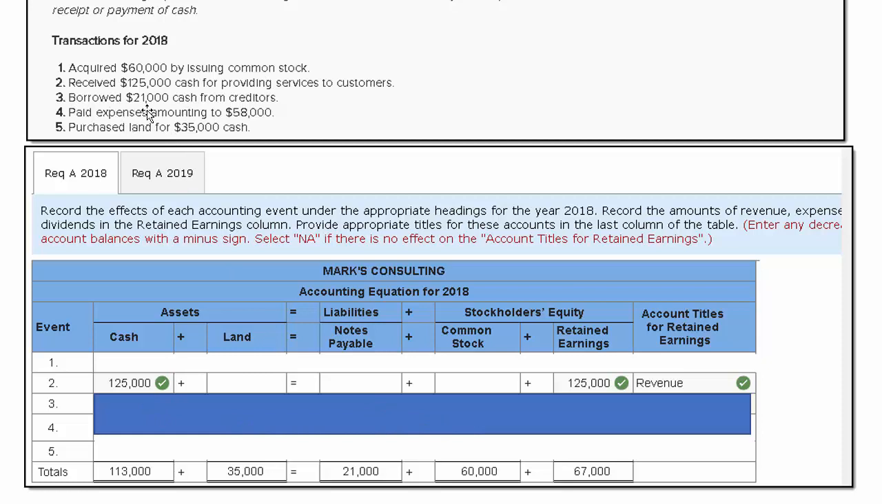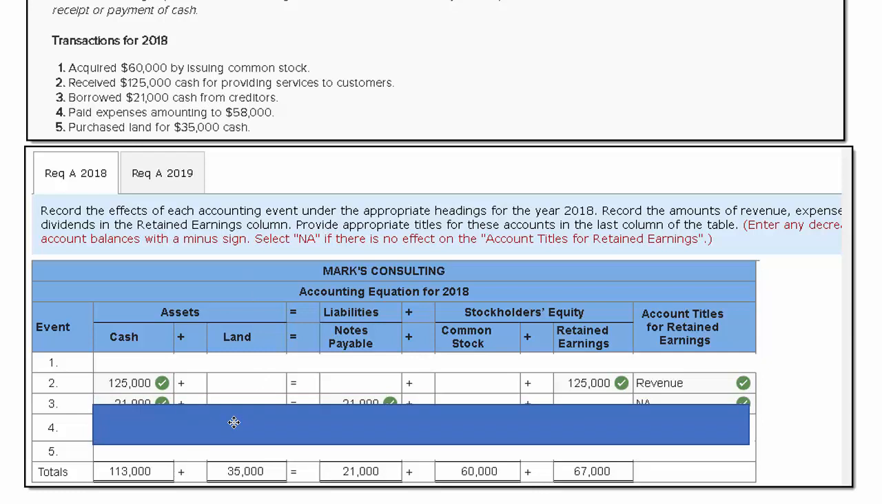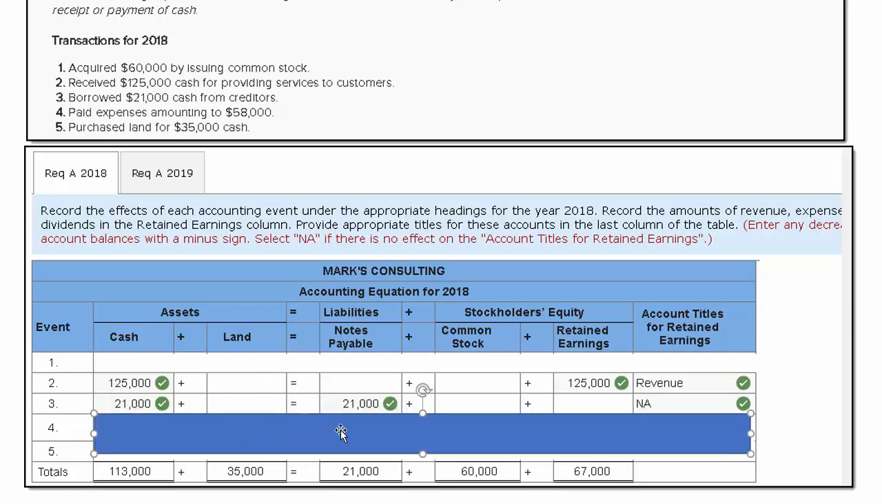How about number 3? We borrowed $21,000 cash from creditors. Well, cash is going to increase by $21,000, and so will a liability. And in this case, the liability we will use would be called notes payable, $21,000. Okay, so now you need to take care of transactions 1, 4, and 5. And remember, you only are listing the account titles if retained earnings is impacted. If it's not, just put NA and you're good to go.